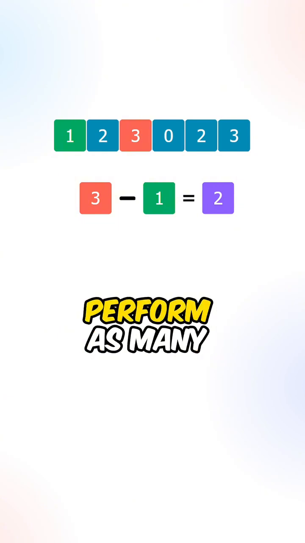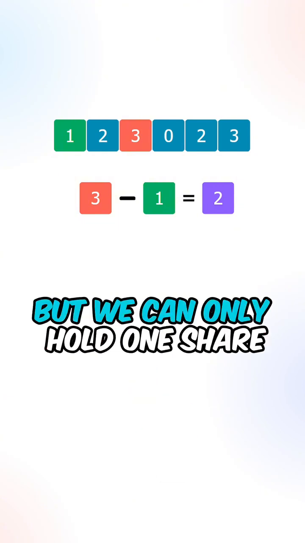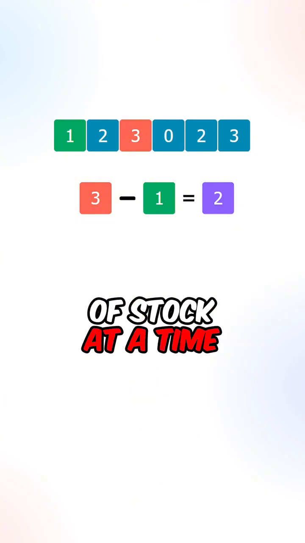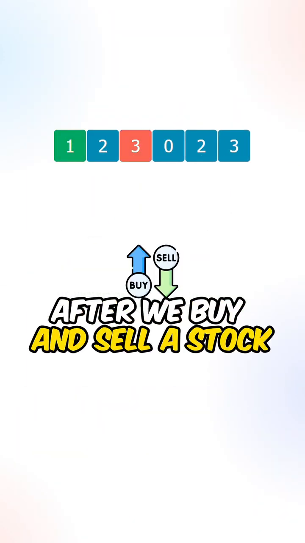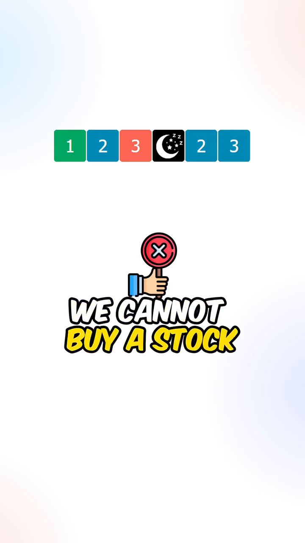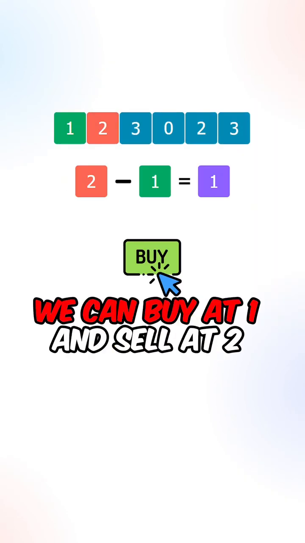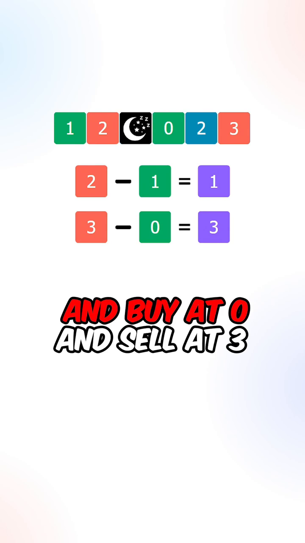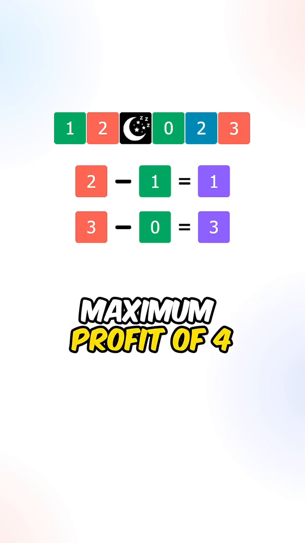Now we are allowed to perform as many transactions as possible, but we can only hold one share of stock at a time. After we buy and sell a stock, there's a cooldown period of 1 day. On this day, we cannot buy a stock. Let's say we're given this example, we can buy at 1 and sell at 2, and buy at 0 and sell at 3 to generate a maximum profit of 4.